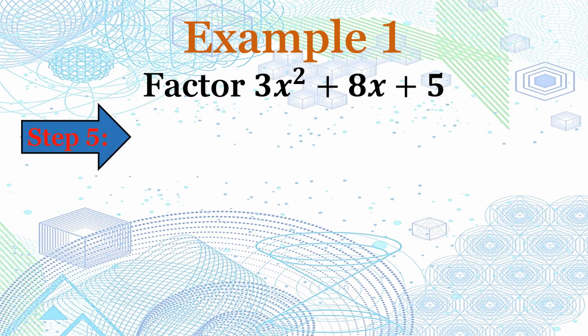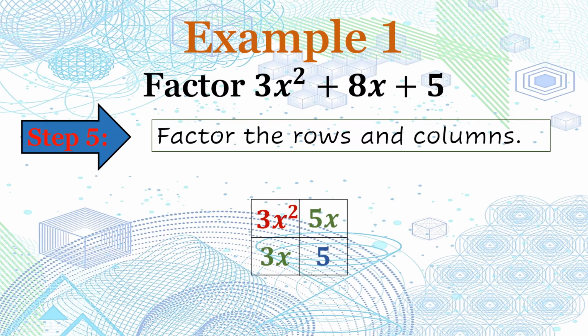Step 5, factor the rows and columns. So let us first factor the rows. So let's find the common factor between 3x squared and 5x. So that is x. Then the common factor between 3x and 5. Okay, so there is no common factor between 3x and 5, so the common factor is 1. Now let's factor the columns. So the common factor between 3x squared and 3x is 3x. And the common factor between 5x and 5, so that is 5.